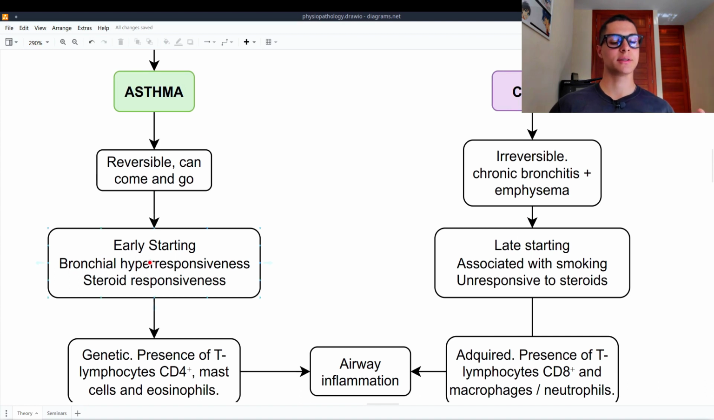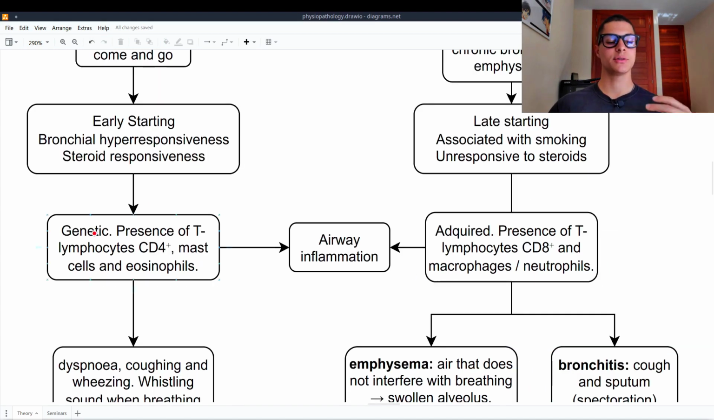Asthma has an early starting and bronchial hyperresponsiveness, and it also responds to steroids. On the other hand, COPD has a late starting, it is associated with smoking, and it is unresponsive to steroids. The asthma is genetic, and there is presence of the T lymphocytes, CD4+, mast cells and the eosinophils.